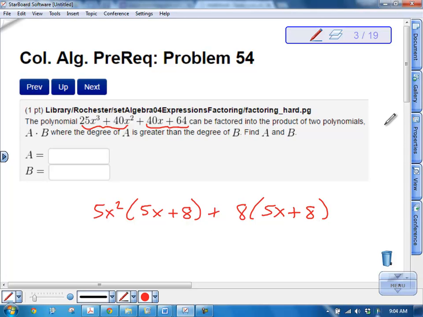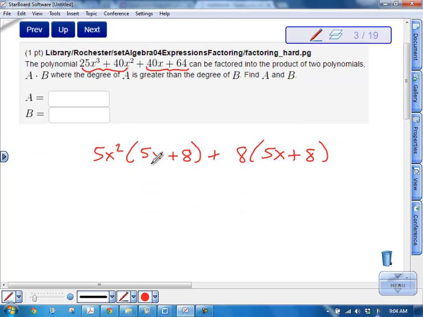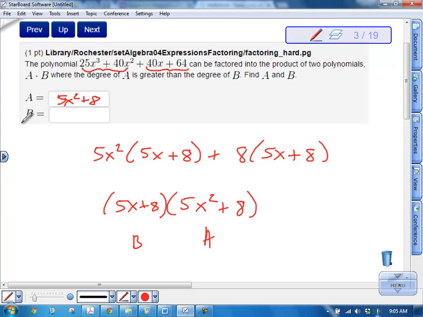Okay, it turns out that that's good. We can pull out this 5x plus 8 from both and put that out front. 5x plus 8 times what's left over, which would be 5x squared plus 8. Now it said a is the greater degree, so this is going to be a right here, and this is going to be b. So we enter in 5x squared plus 8 here. Use the caret thing. And we enter in 5x plus 8 here.